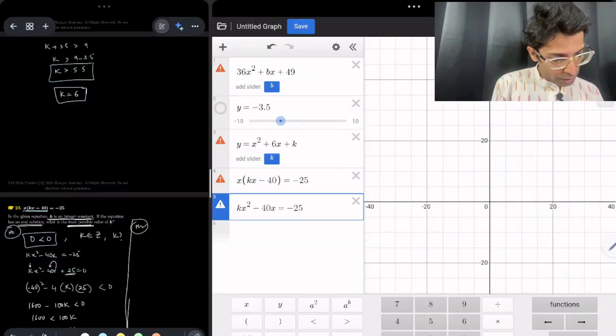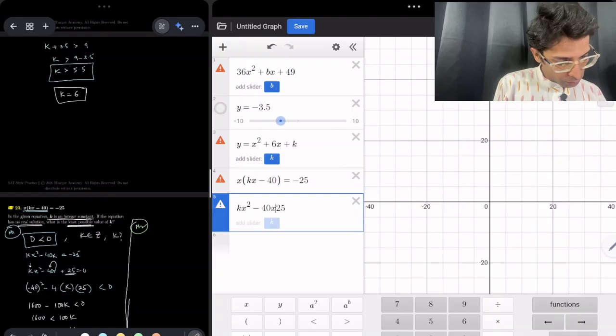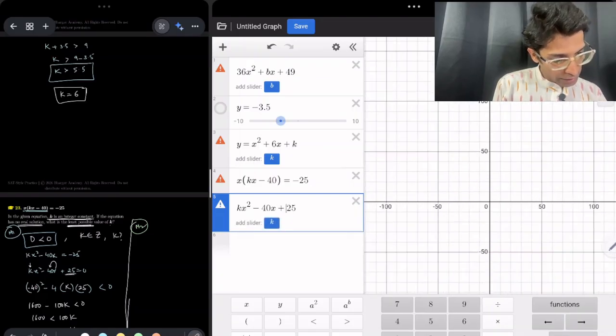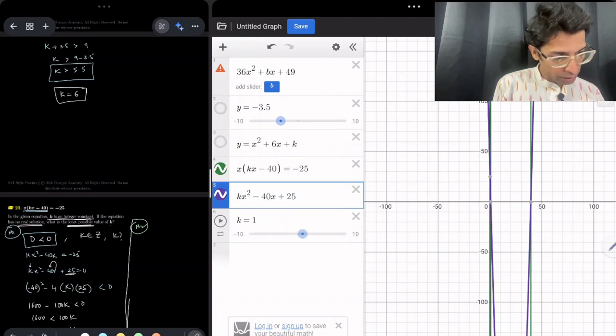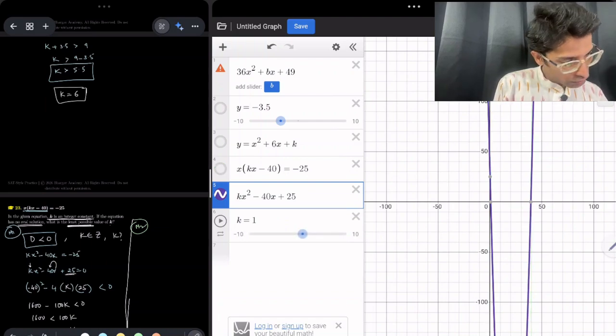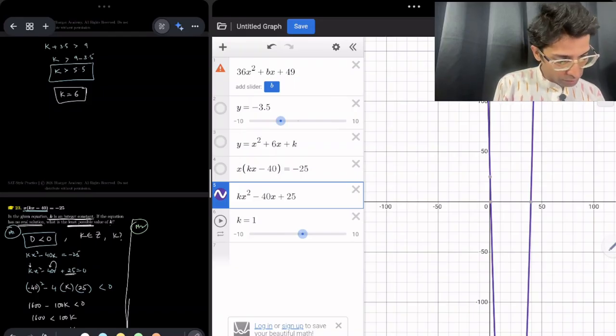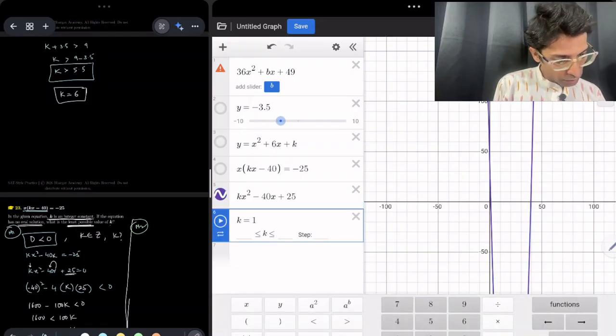Still don't panic. Then bring this minus 25 over to the left hand side. So that comes out to be plus 25. Now see if there is anything happening. Add a slider. Then something will happen. Now what is the condition telling you? The equation has no real solution.